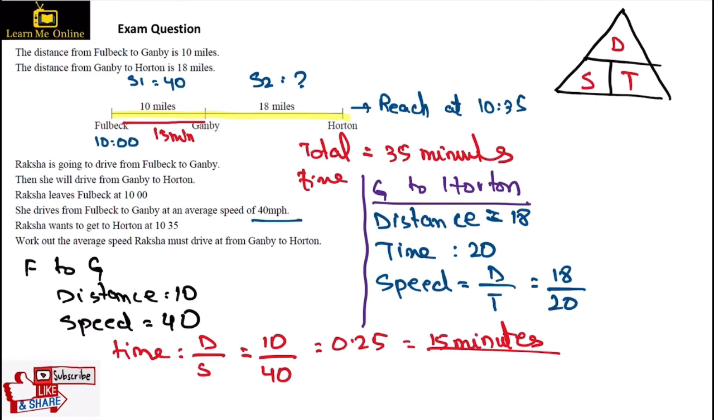Because you see that the unit, what we need to find out, is the speed. We are looking for the speed everywhere. It's given in miles per hour.